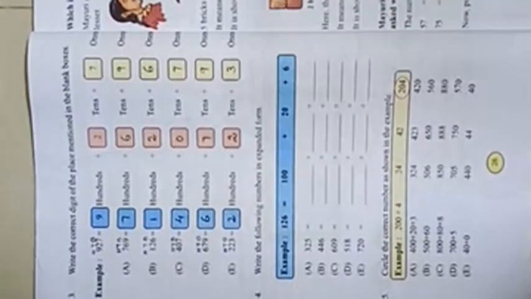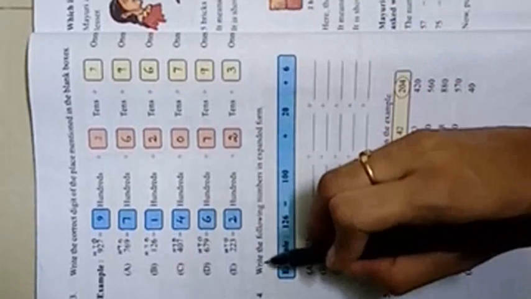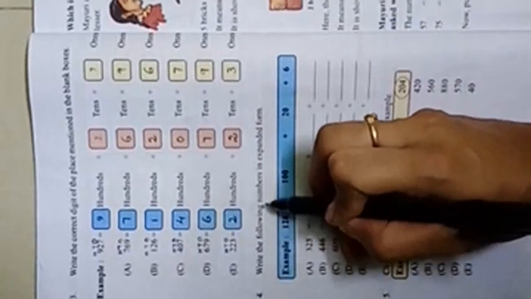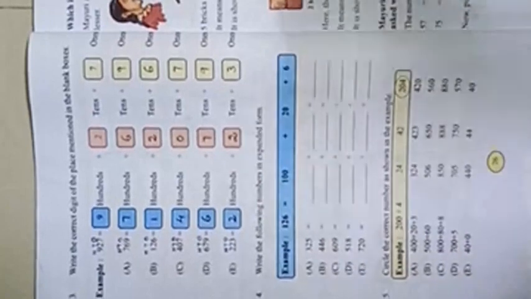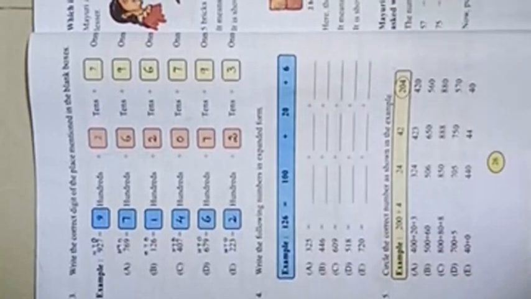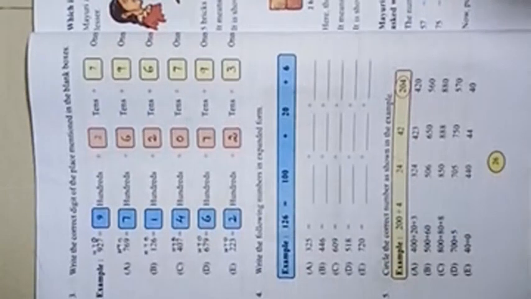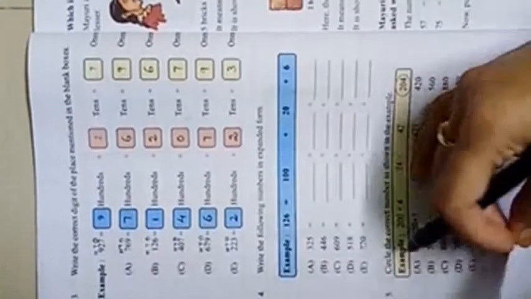Write the following numbers in expanded form. Expanded form. I have already explained to you how to write a 3-digit number in expanded form. Do you remember? We have done one exercise bit also. How to expand the number. I want to show you once, then you'll remember.